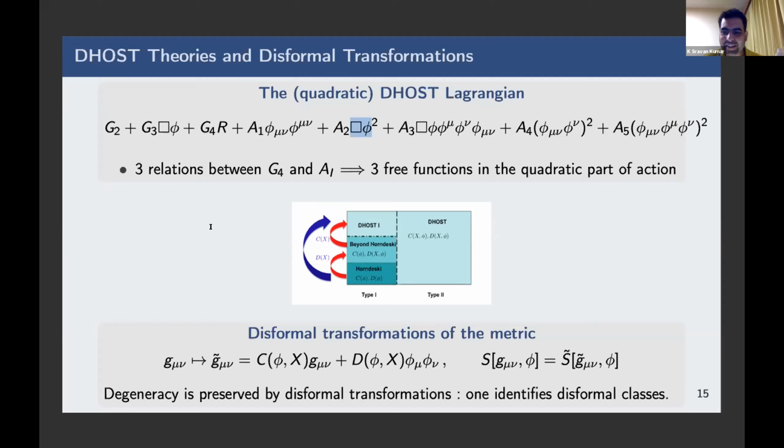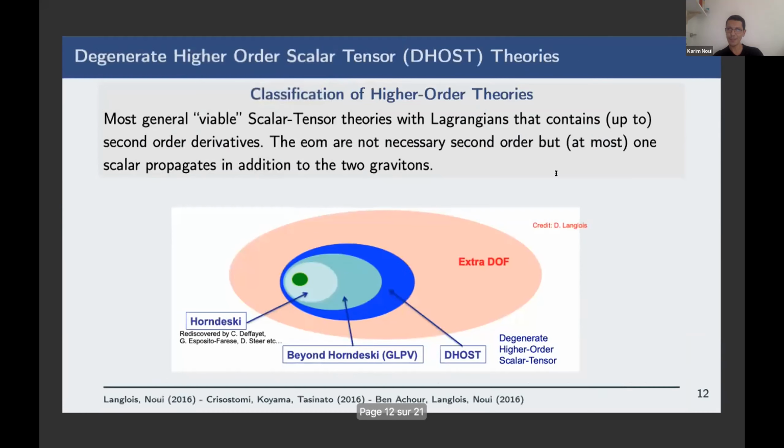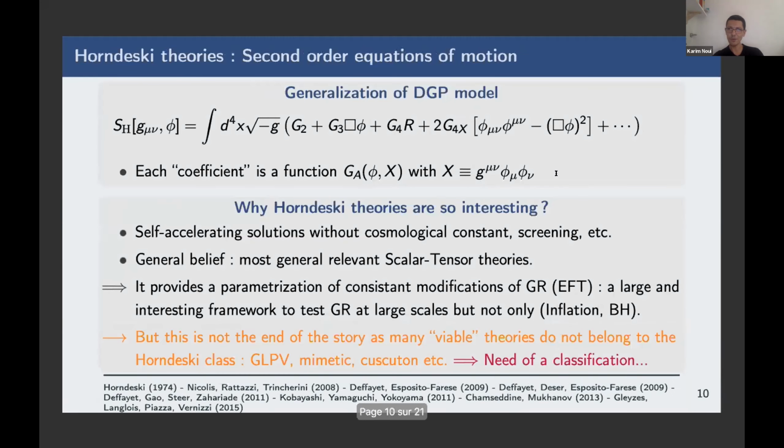Oh, it's okay. Can I ask another short question? I mean, quickly. It's fine. Quick question. How does the screening mechanism work in these theories? I mean, to recover the local solar system constraints. Yeah, but this is maybe not easy to answer in a few minutes.